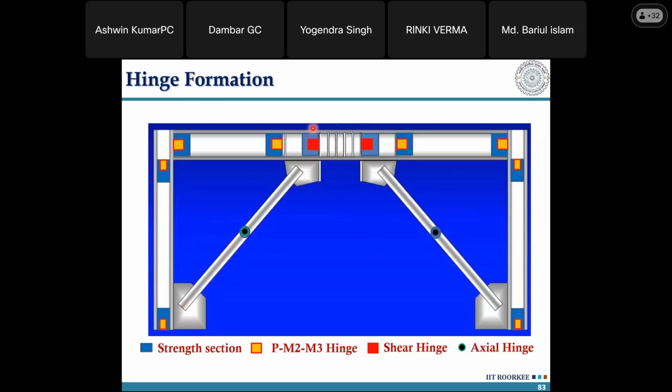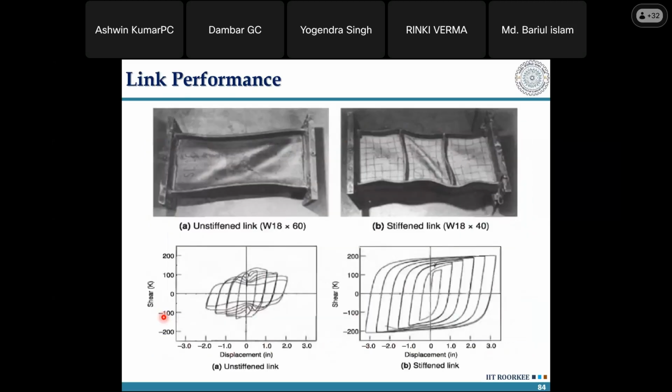So normally the link element may have either flexural hinges or shear hinges. There may be hinges forming just outside the link element. There have been instances where such hinges have formed. If your beam to column connection is rigid, then hinges can form here as well as here, and then at the base of the column it can also form. So that is how the hinges form in this particular element.